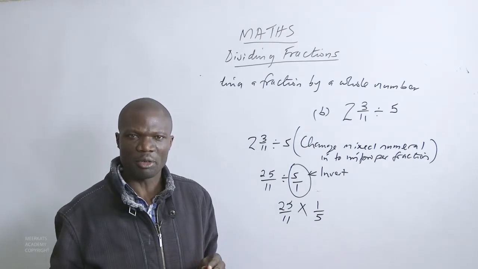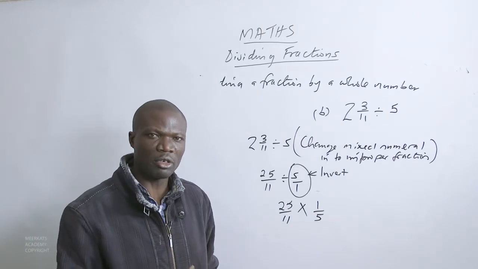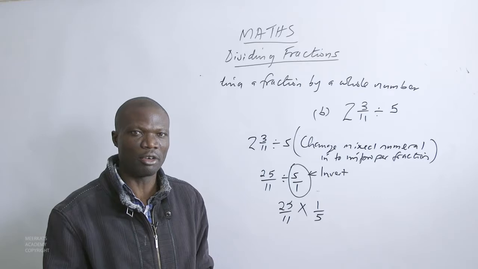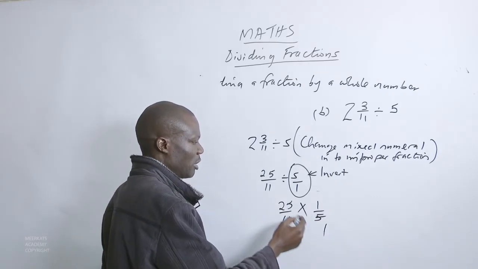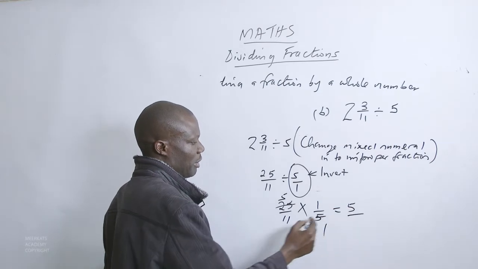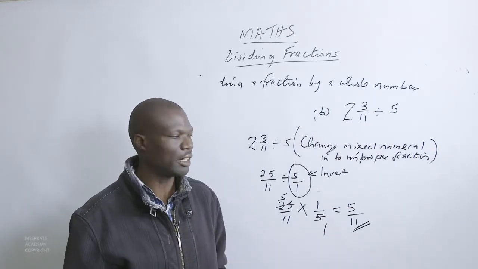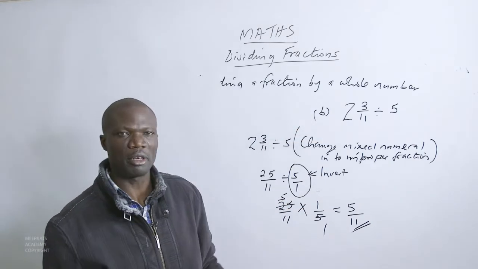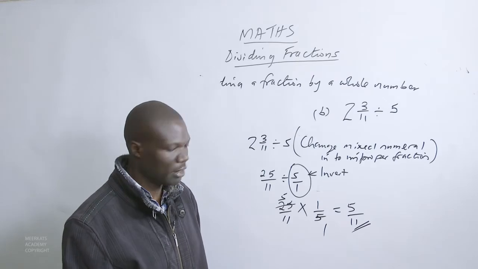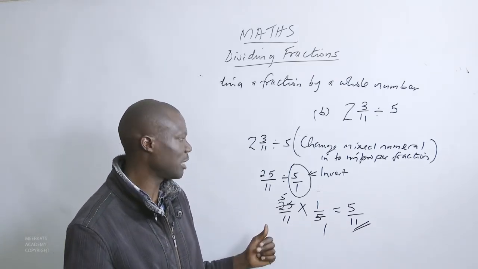As we saw earlier on, we can simply cancel, maybe not horizontally, but diagonally and vertically. For this particular case, we have a diagonal cancelling. So by 5 here is 1, by 5 here is 5. So 5 times 1 gives us 5 over 11 times 1, which gives us 11. So you'll find that your answer here, when you divide this mixed numeral by 5, is 5 over 11.